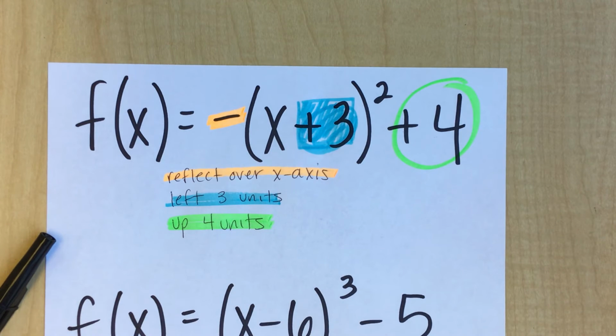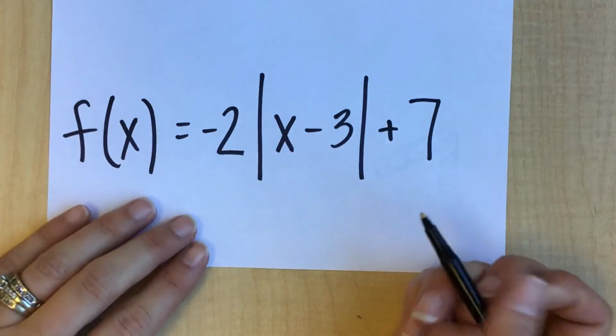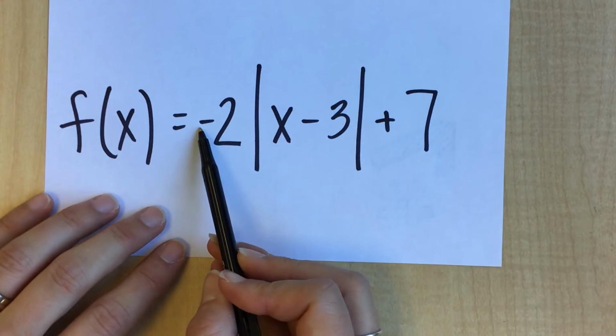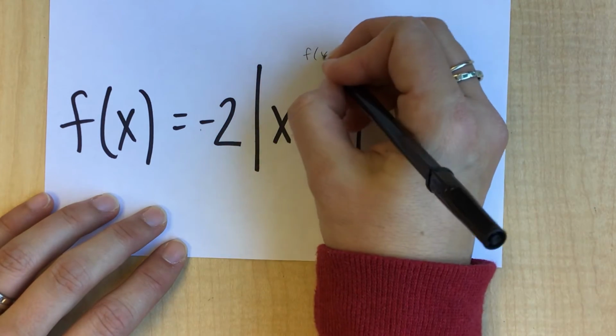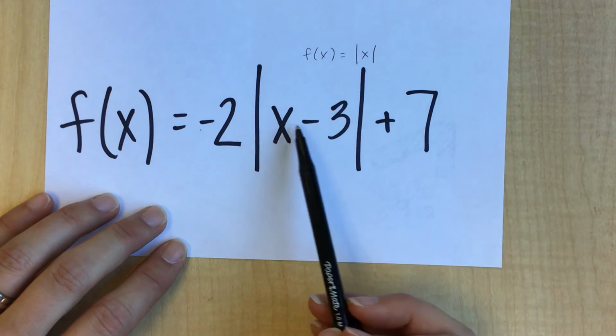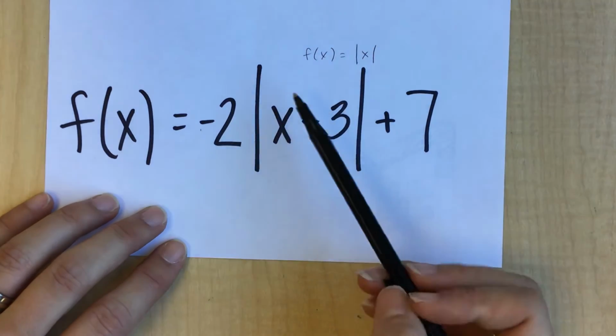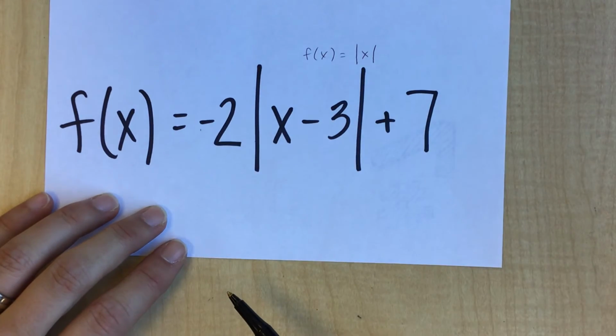Okay, pretty simple, right? You're just taking each one, looking at what's changed from the parent function and then talking about what transformations that is. All right, let's jump down to this one right here. So we're gonna start with our negative. It's outside, so I see absolute value, so my parent function is f of x equals the absolute value of x. This is my parent function, so everything else is gonna be some sort of transformation.